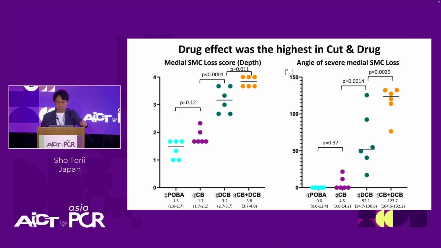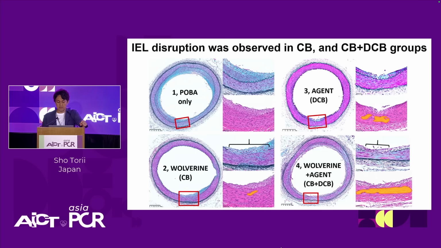We also checked the IEL, internal elastic lamina, disruption of each group. Whenever you use a cutting balloon, it has a very good effect, but there is IEL disruption here, like this. There's a loss of this black-lined internal elastic lamina. So we also measured the angle with IEL disruption or EEL disruption for safety.